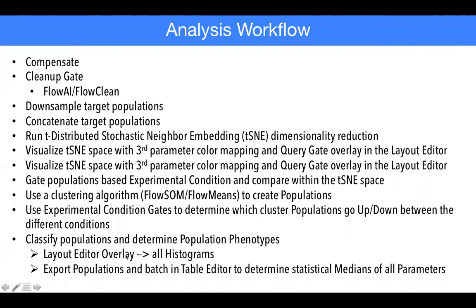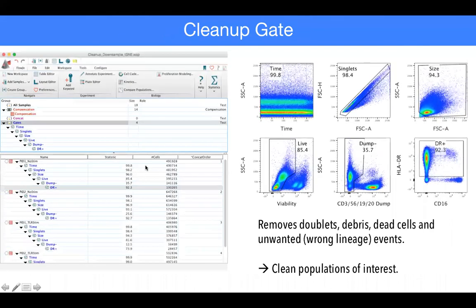And of course, then go and look at those populations and phenotype them either in an all histograms overlay in the layout editor, or what I like to do is export the populations and add all of the medians of the compensated parameters. So I get all of the MFIs for every channel for every population, and I'll batch that in the table editor to get all the medians of all parameters. And so let me show you in a visual way with slides what I mean by all of those steps.